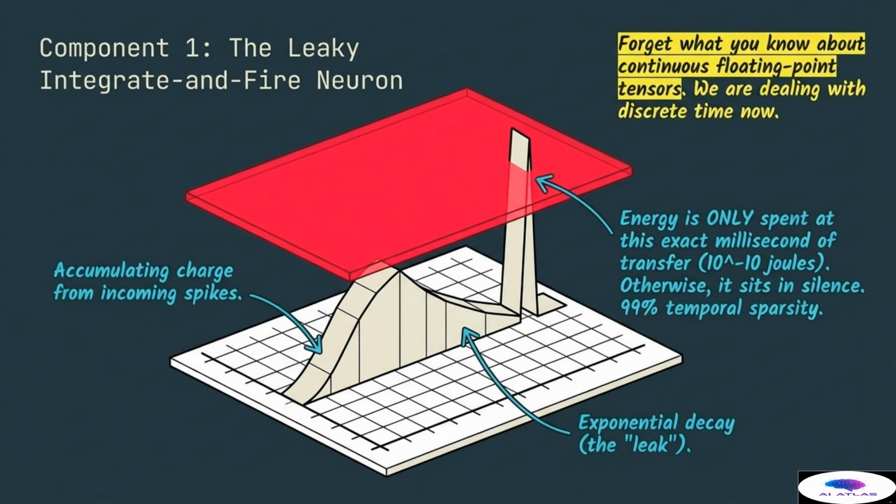By adopting this model, we move toward a form of computing that is reactive and incredibly efficient, mirroring the spikes of activity seen in the human nervous system.